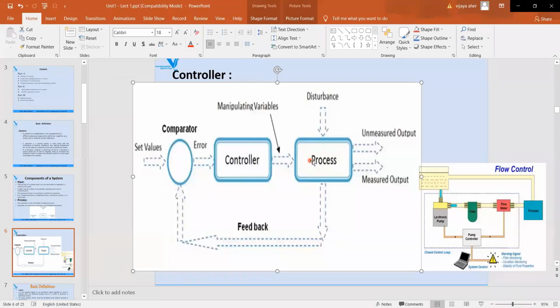Now along with this modified manipulating variable acting as an input to the process, your output is generated and the output comes to the desired value. There are two outputs, unmeasured output and measured output. I'm talking about the measured output. This measured output has now come to the desired value because of the function of the controller.